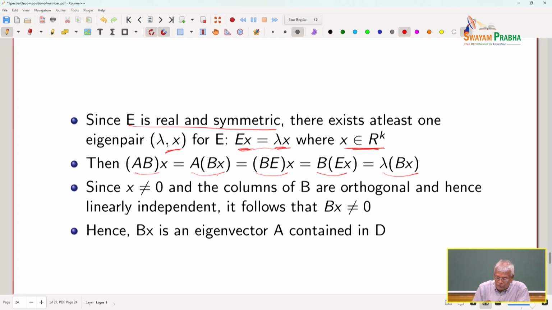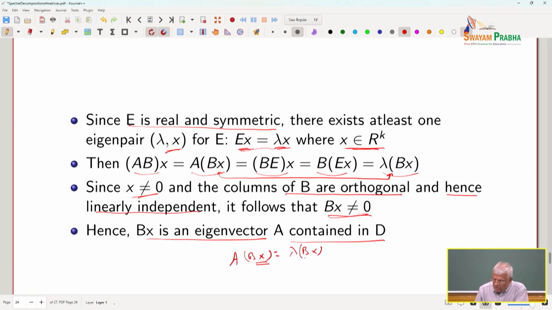So what does this tell you? If you compare this with this, it tells you if x is not 0 and the columns of B are orthogonal, which we have already assumed is an orthogonal basis for D, and orthogonal bases are also linearly independent, it follows Bx is not equal to 0. If Bx is not equal to 0, by virtue of this, Bx is an eigenvector of A contained in D. So look at this now. AB of x must be equal to lambda times B of x. That means B of x is an eigenvector of A that is contained in the invariant subspace.